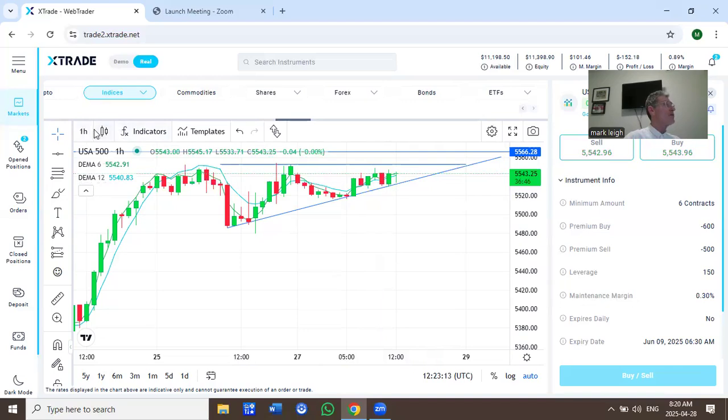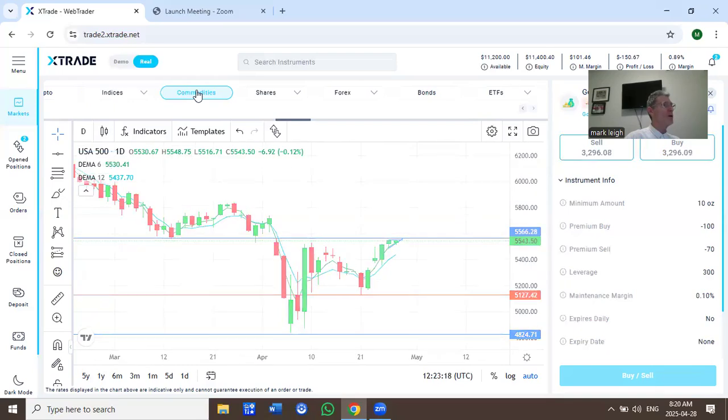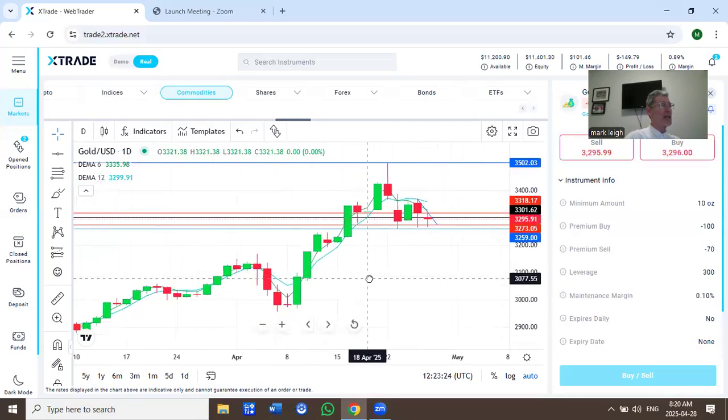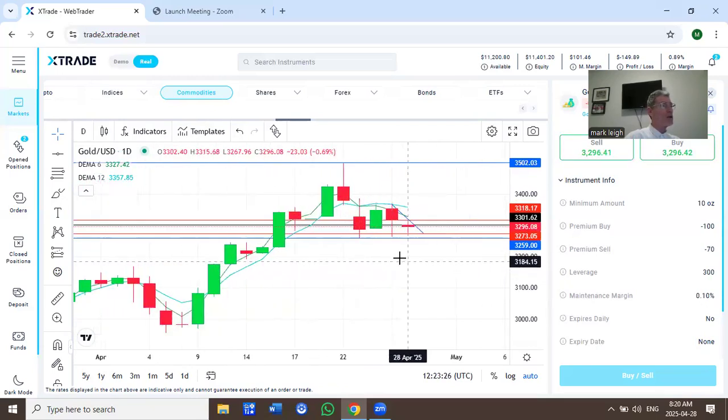Let's have a look at gold. Again, I've got another levels drawn in here, but they are relevant. Let's have a look. On the daily, you can see downtrend intact in place, EMAs pointing downwards. Today's price action, I've got support at 3,273. I've got resistance at 3,313. The 3,300 is what's looking pivotal right now, and that is the resistance level.